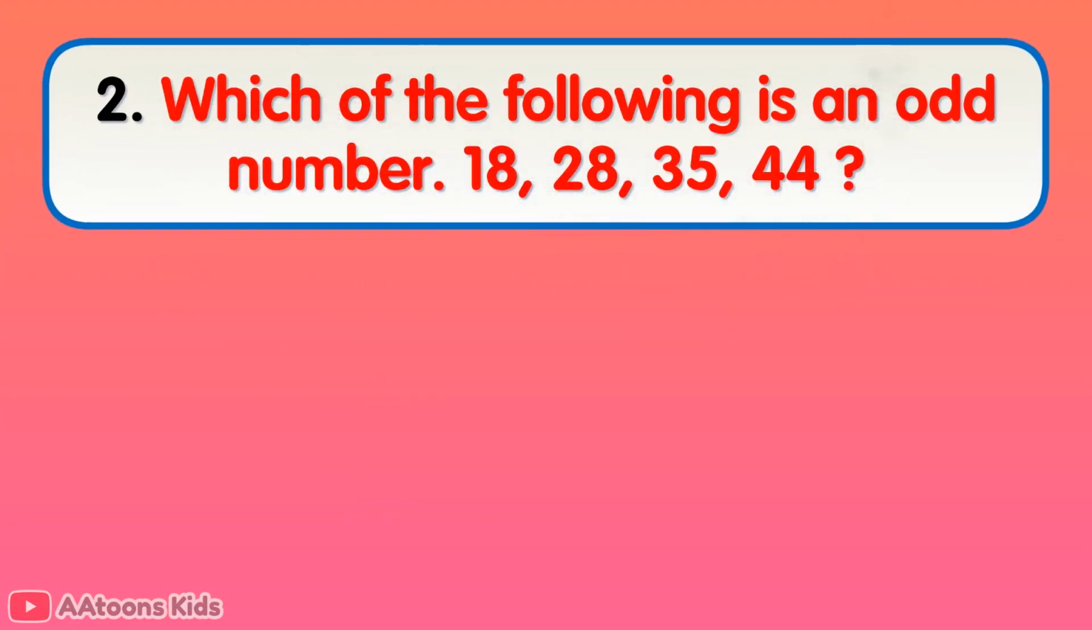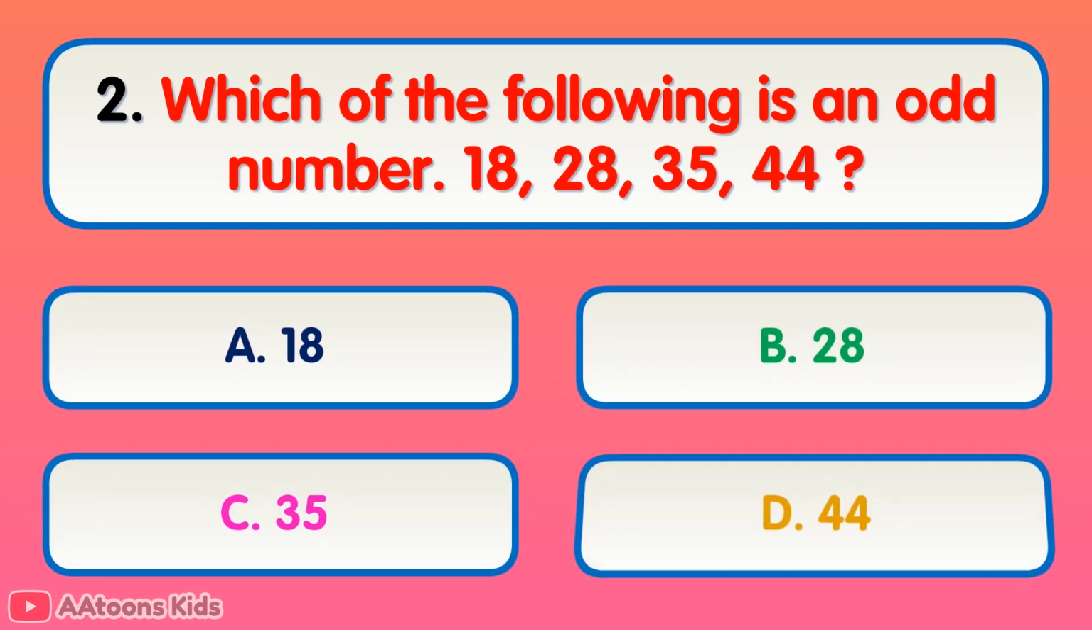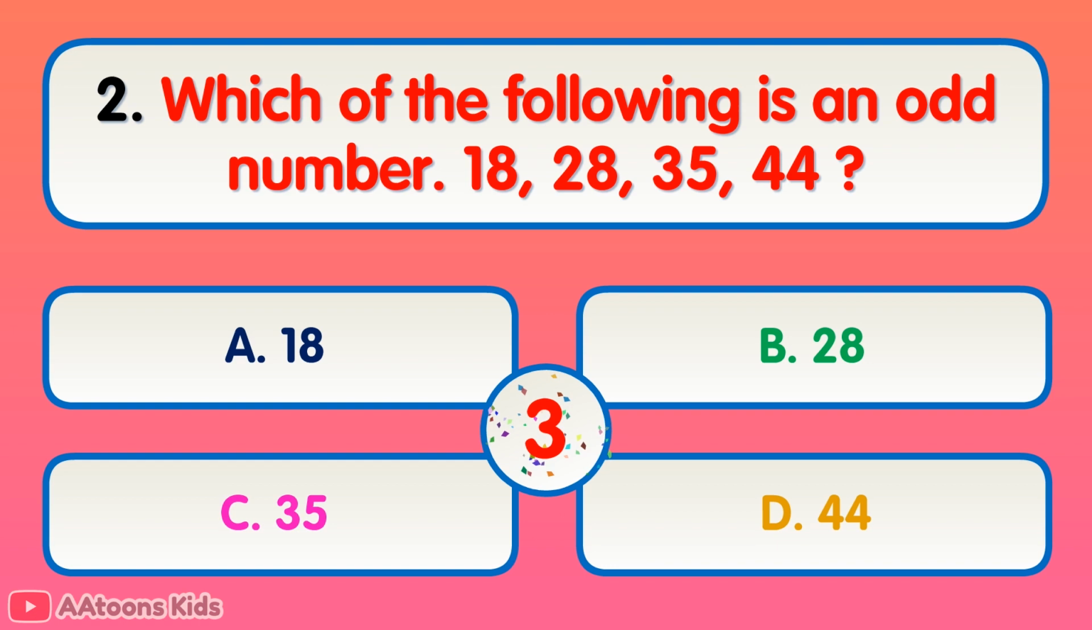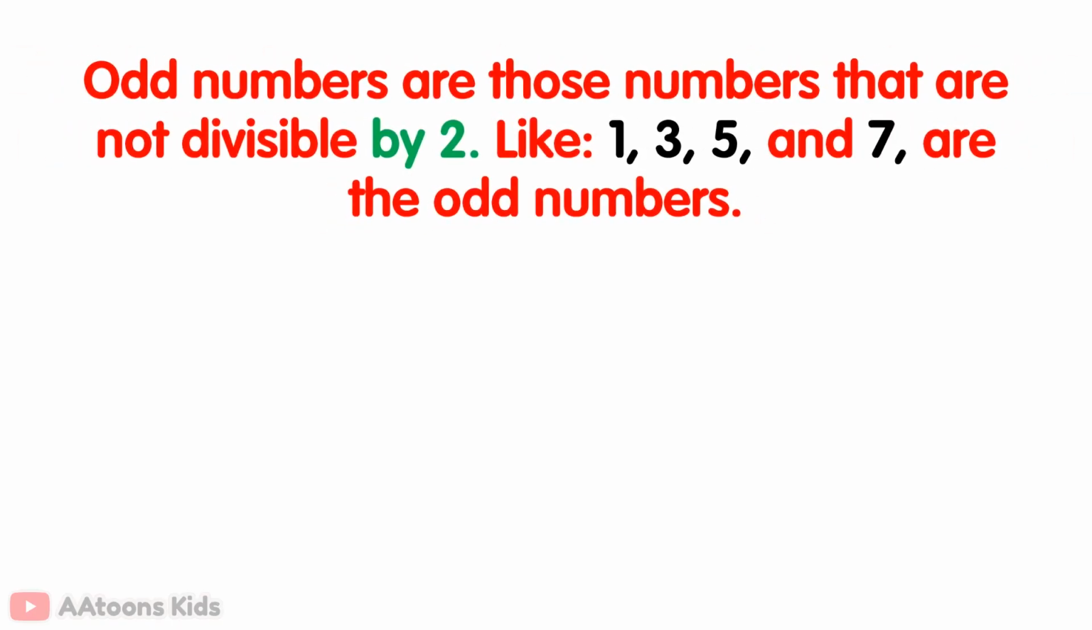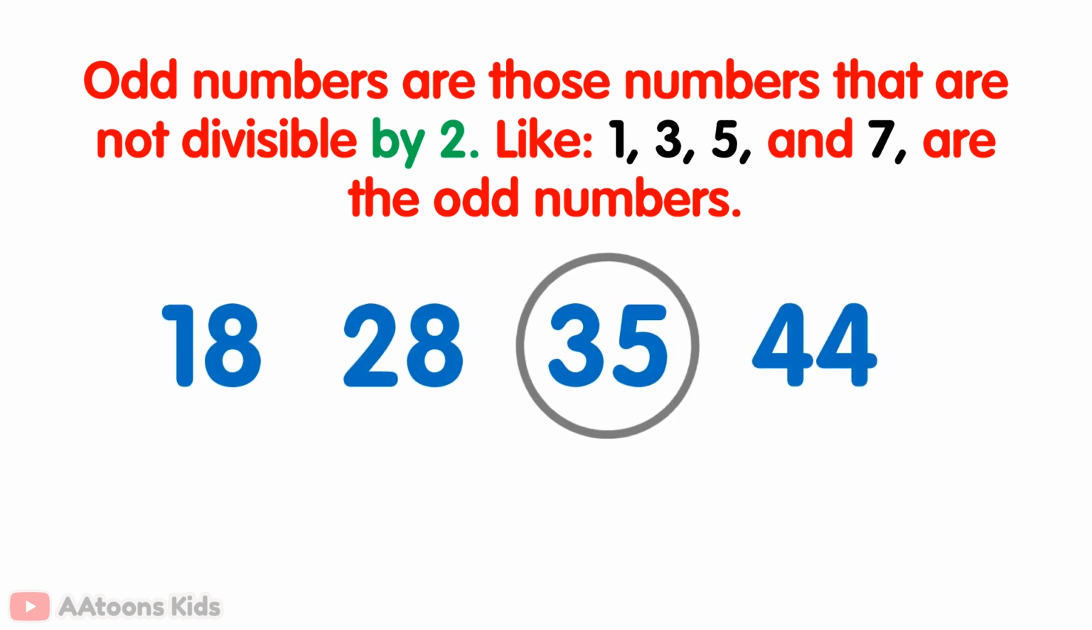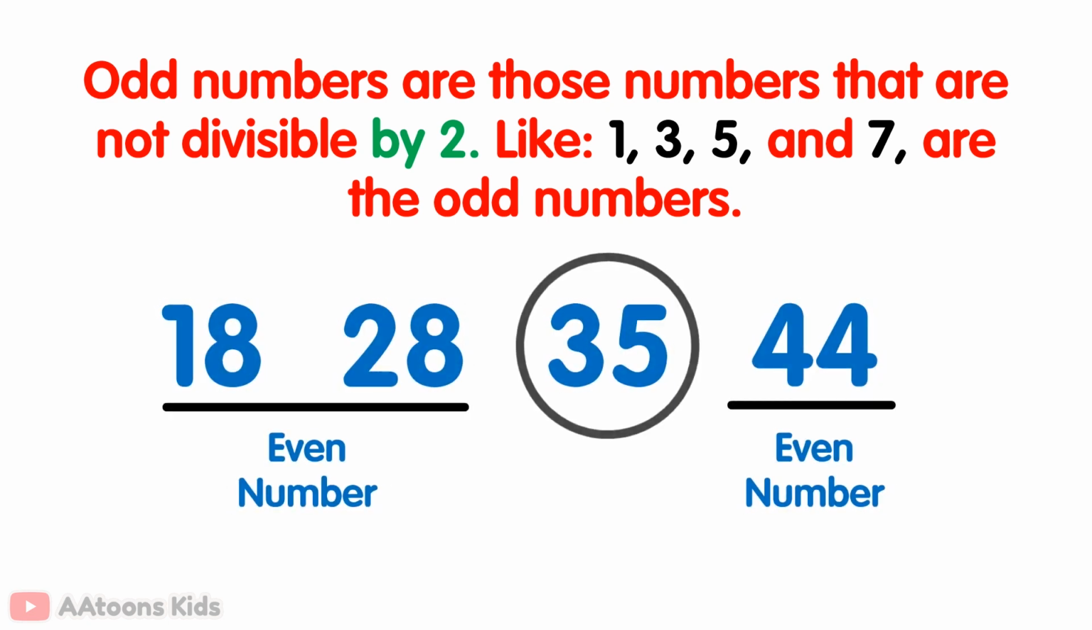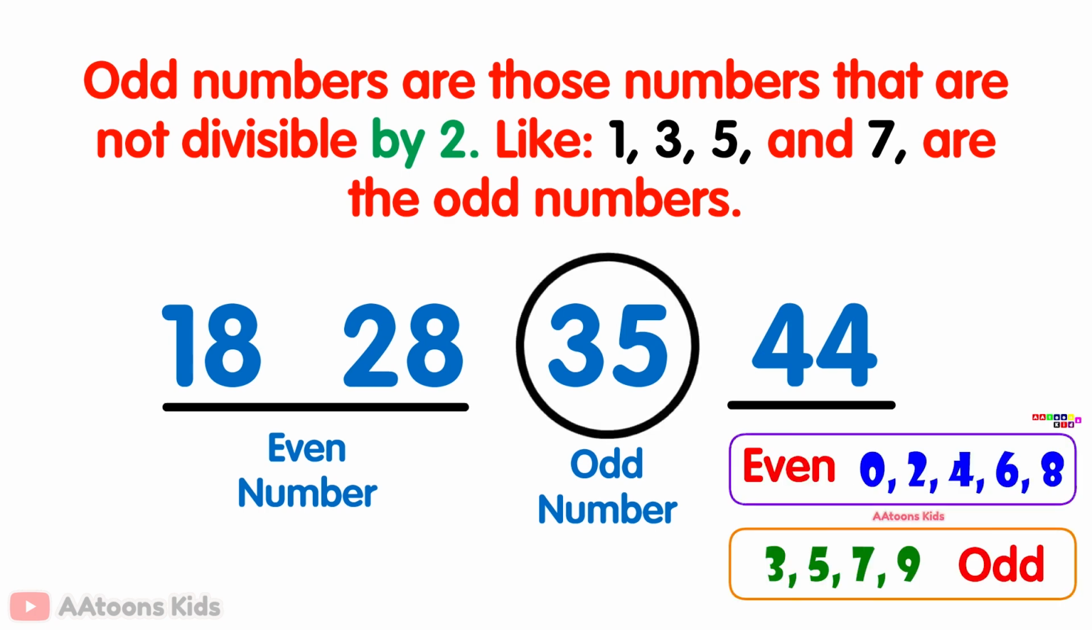Which of the following is an odd number? 18, 28, 35, 44. Odd numbers are those numbers that are not divisible by 2, like 1, 3, 5 and 7 are the odd numbers. Except 35, all the numbers are even numbers that are exactly divisible by 2, so 35 is an odd number. For more concepts on even and odd numbers, watch the video link in description.